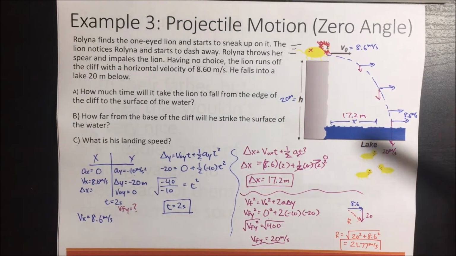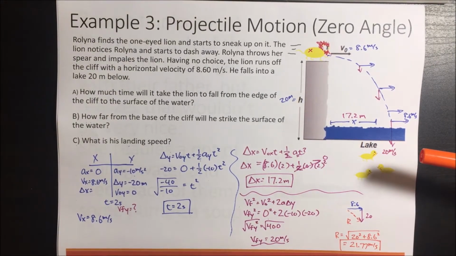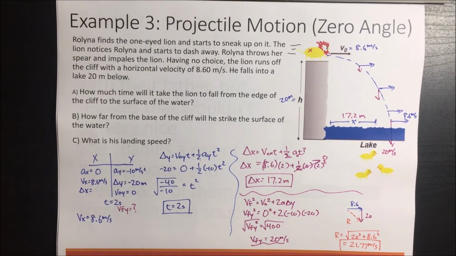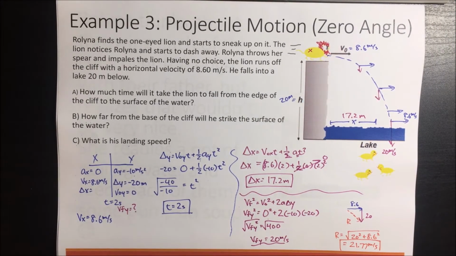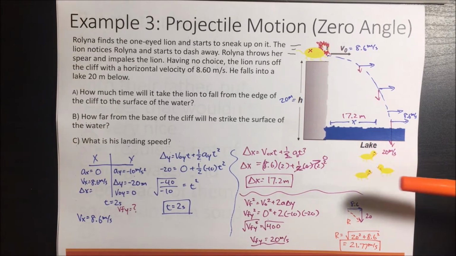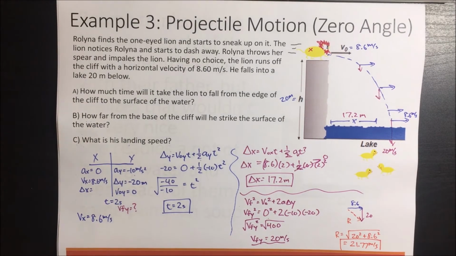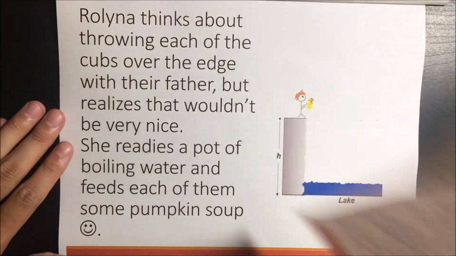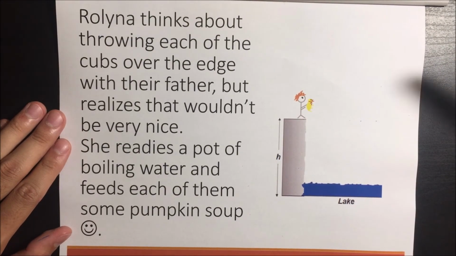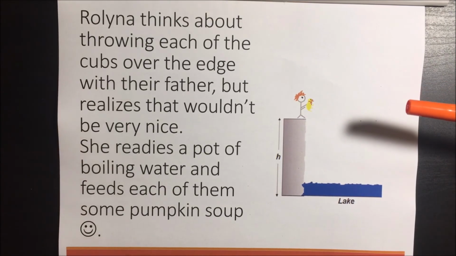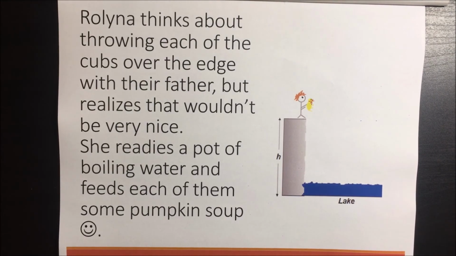Okay, but what happens is there's these little lines here. What's going on? Rolyna does not notice the lion resurfacing from the water. However, on her way back home, she notices 3 baby lion cubs, each with only one eye that have not opened yet. Oh no, what's she going to do with the cubs? Rolyna thinks about throwing each of the cubs over the edge with their father, but realizes that wouldn't be very nice. She readies a pot of boiling water and feeds each of them some pumpkin soup.